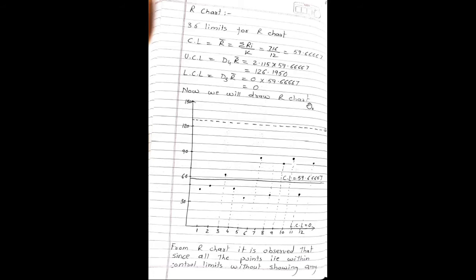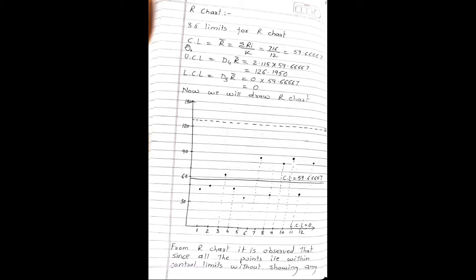Now we will draw the R chart. The lower control limit is 0, so it will coincide with the x-axis. On the x-axis, we will write the sample numbers 1, 2, 3, 4, 5, 6, 7, 8, 9, 10, 11 and 12. Our central line is 59.66 and the upper control limit is 126, so we will decide the scale accordingly: 30, 60, 90, 120, 150.